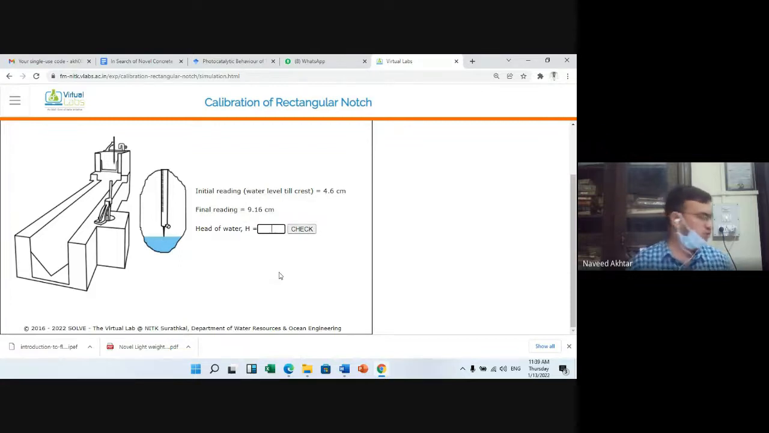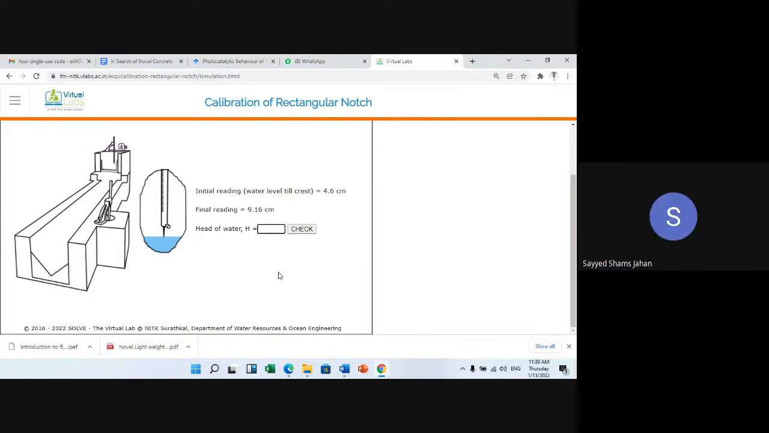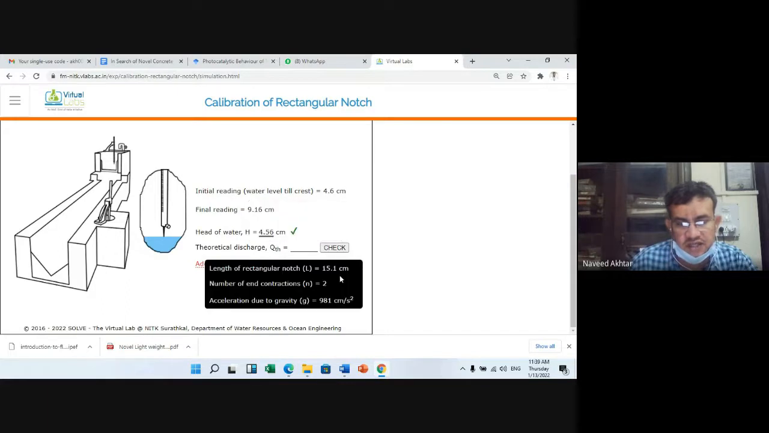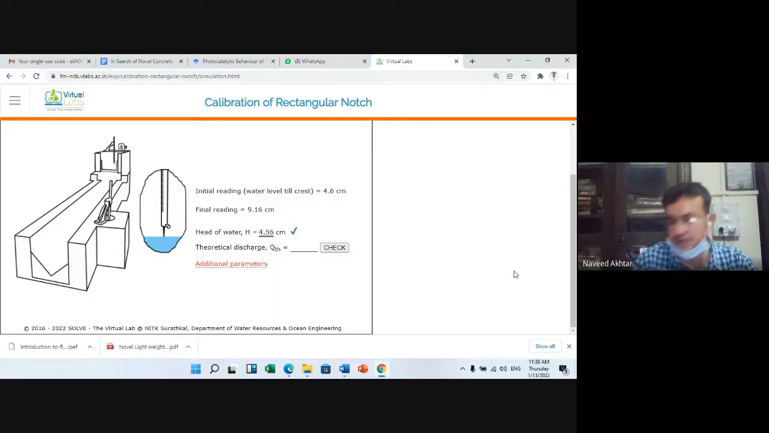H1 minus H2, we have to calculate how much it will be. So 9.16 minus 4.6, we have to do the minus. 9.16 minus 4.6 is 4.56. Now you can calculate the theoretical discharge. You know the formula for theoretical discharge. What is the formula for theoretical discharge?